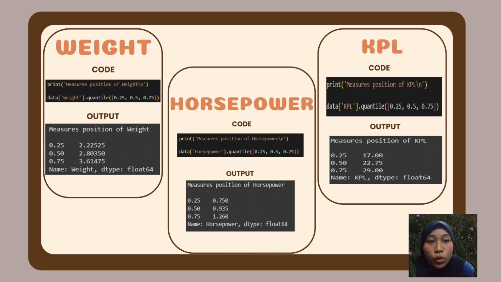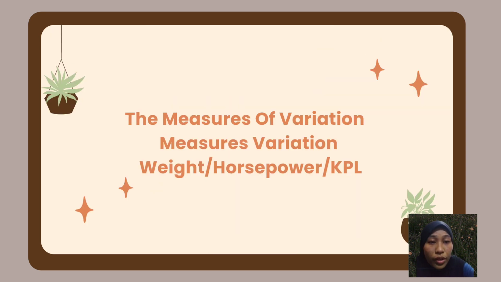Run the code, the output will show the quartiles of horsepower. Last, create code to measure position of weight and run the code, the output will show quartiles of weight. Next, slide about measure of variation.